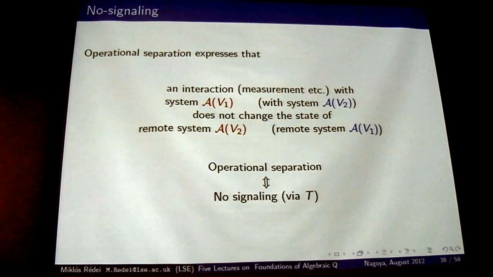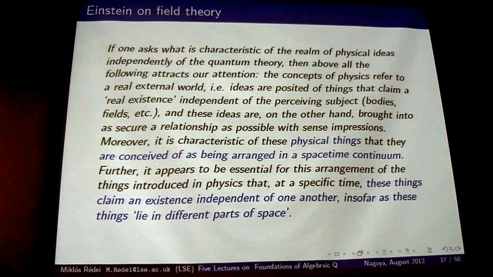This operational separateness is a kind of no-signal requirement via the operation T. It means that an interaction, a measurement operation with system AV1 or with AV2, does not change the state of the remote system AV2 or the remote system AV1. So this is the abstract formulation of no signaling via an operation. The idea goes back to Einstein, just a historical remark here. Einstein, when he criticized standard quantum mechanics, pointed out that it violated somehow this operational separated condition.